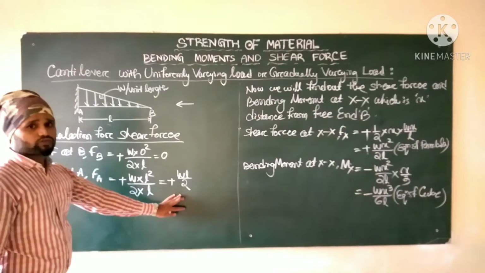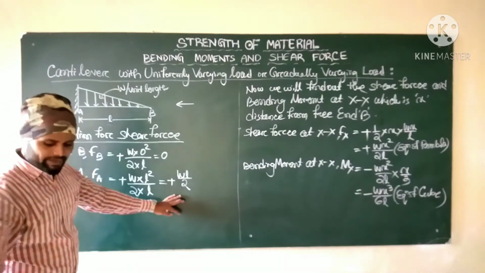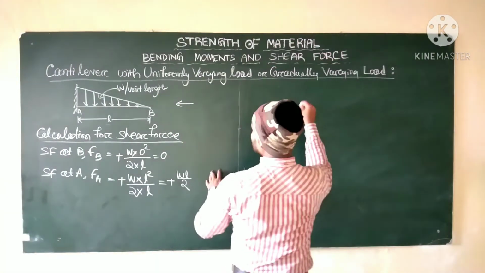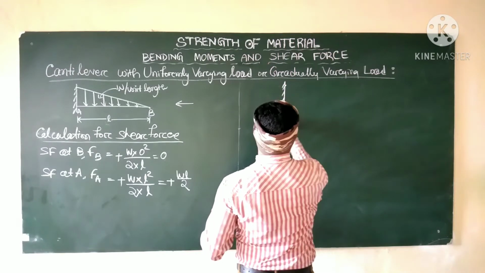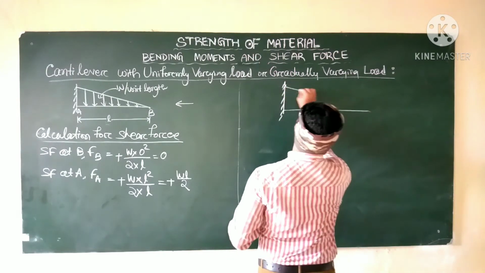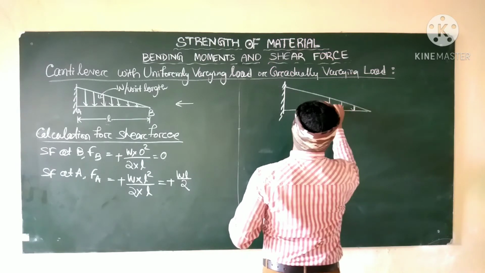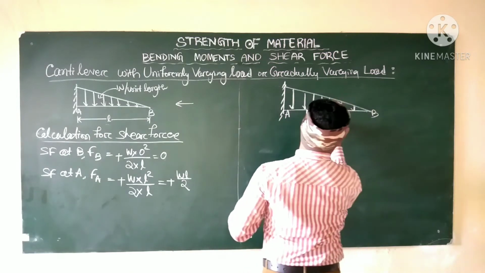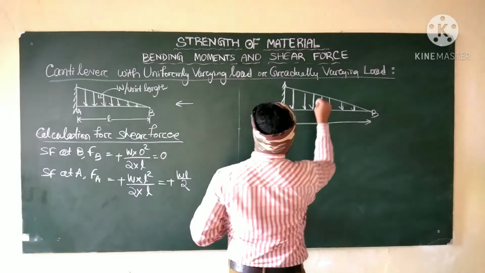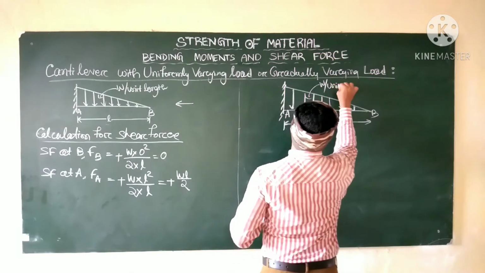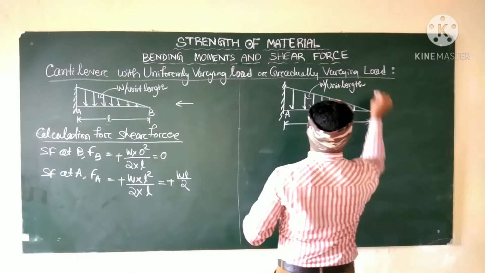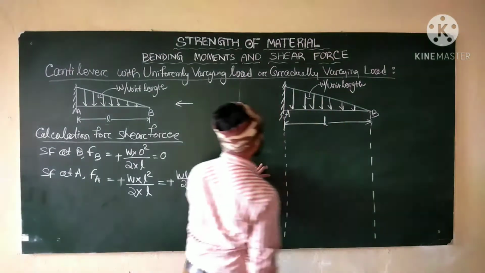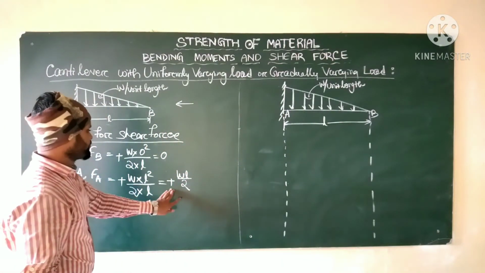After calculating the shear force, what we will do? We will draw the shear force diagram, and after that the bending moment calculation. Here, beam AB, length small l, load is W per unit length. So make a dotted line below A and also below B. For shear force diagram, first value is 0, second value is plus WL by 2.